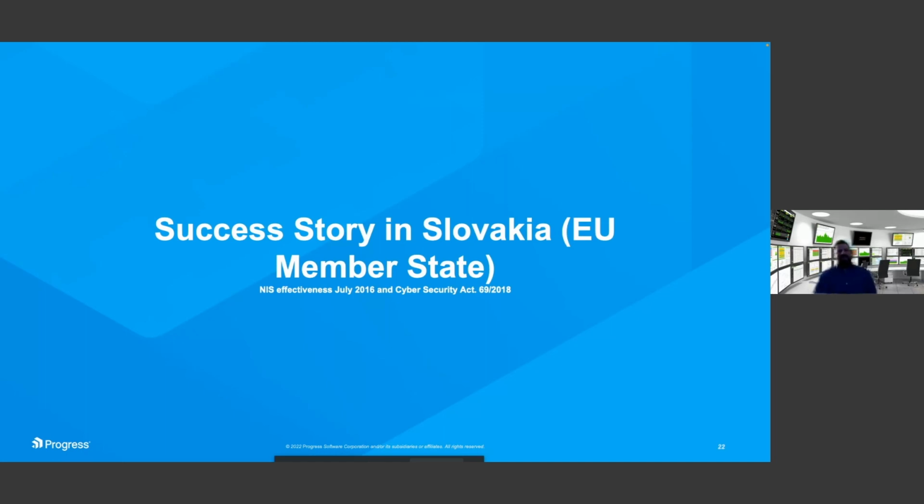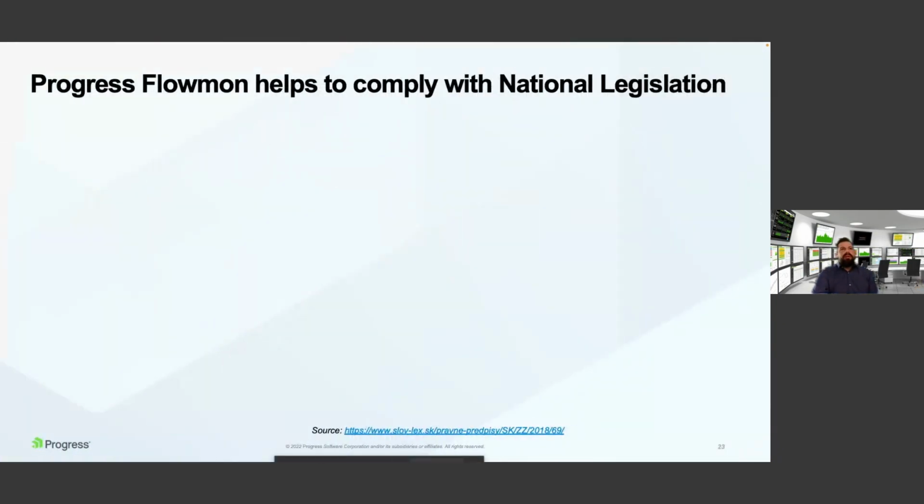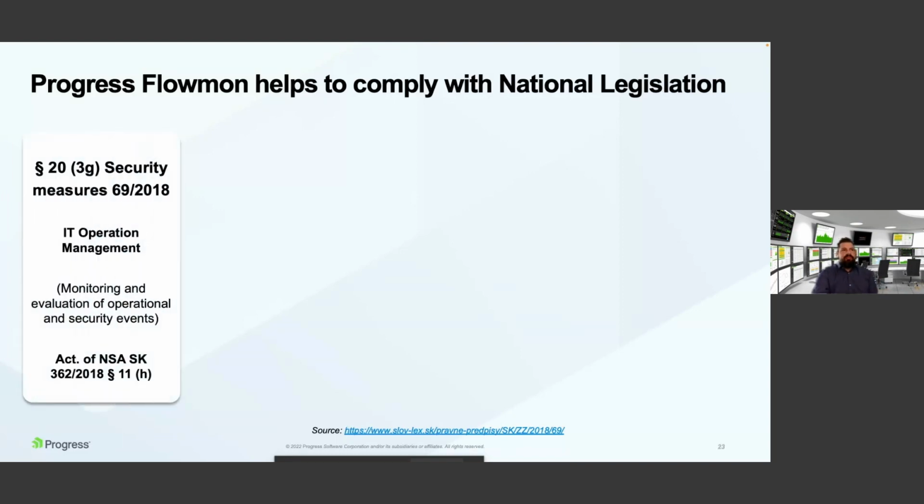Okay. So, the success story in Slovakia, because Slovakia created and transposed the Network and Information Security directive framework, which was effective in 2016, and we were able to help regulated entities to comply with national legislation. We are not talking about the articles of the directive. We are talking at the moment about how to comply with the paragraphs, points and sentences of the national cybersecurity law.